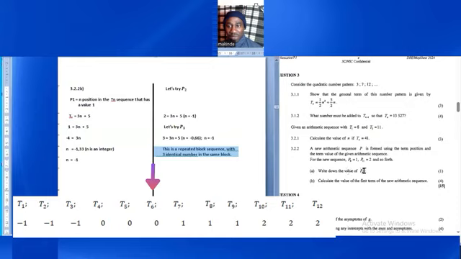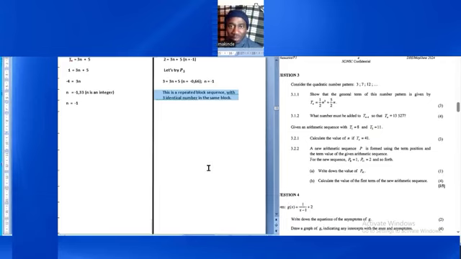And if you drill down up to the 41st term, the 41st term will be equal to 12. That is the solution to question 3.